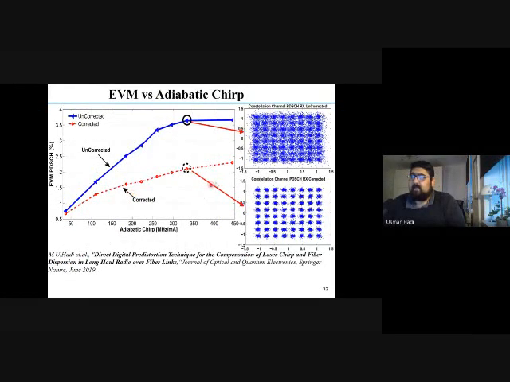Also, if you see the EVM, which is the error vector magnitude, you see that without DPD, the constellations are very noisy. While if you see the correction here, the corrected constellations are very clean. So you are getting better and better constellations.